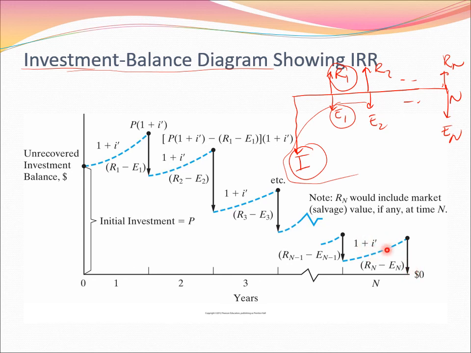So this interest rate, i prime, is the value that makes the final balance of the project cash flow equal to 0. Okay? This is the idea of internal rate of return. If you are using a different rate of return than this i prime, then this final balance will be either positive or negative. Only the internal rate of return will make it equal to 0 at the end of the project lifetime.